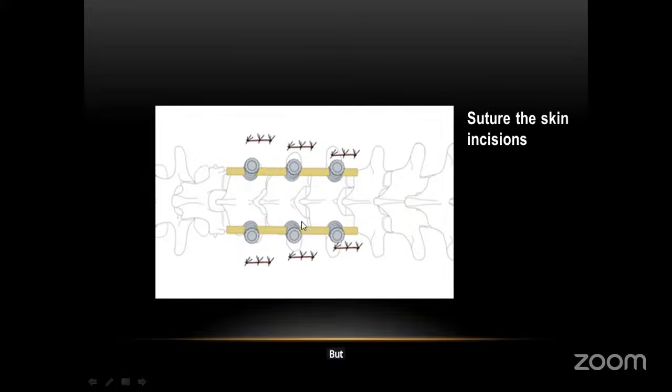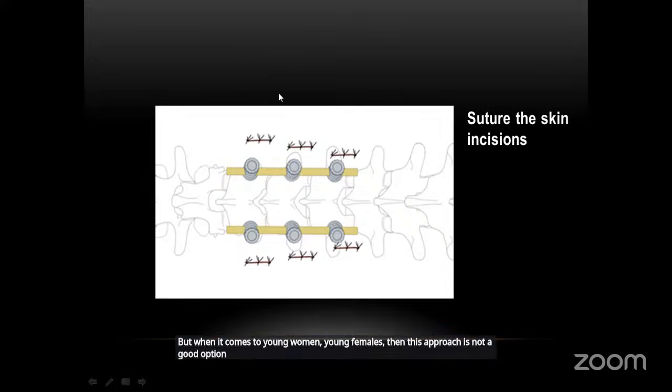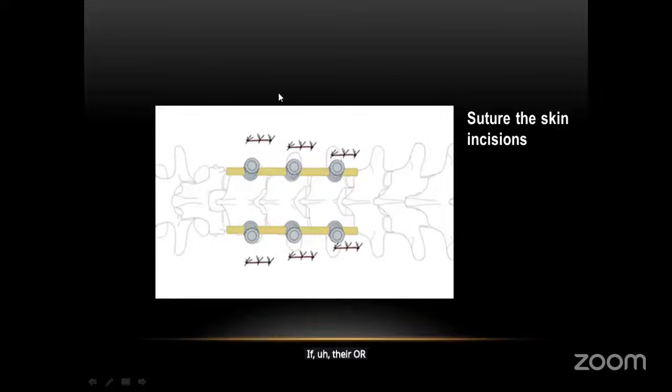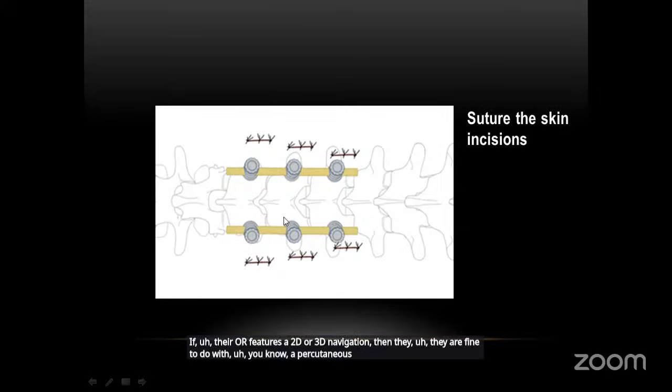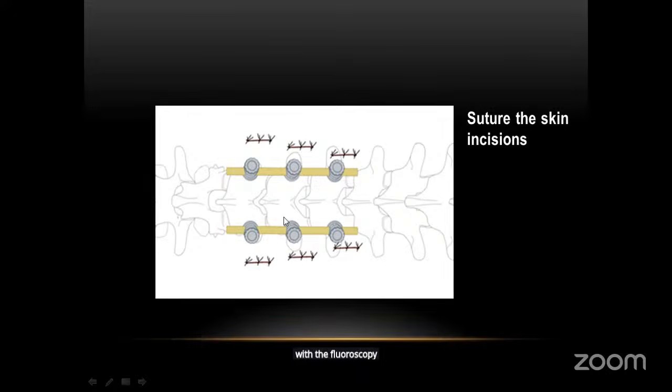But when it comes to young females, this approach is not a good option unless somebody has navigation. If their OR features 2D or 3D navigation, then they are fine to do percutaneous pedicle screw placement even on a young female. But with the fluoroscopy that we generally use in our setups, percutaneous pedicle screw will give a lot of radiation exposure to any young female. So I think it would not be the approach of choice in them. But otherwise, it's a good approach in terms of morbidity and time of recovery.